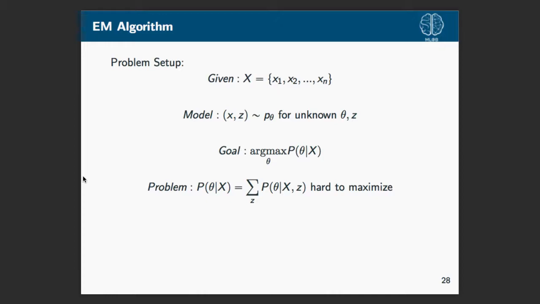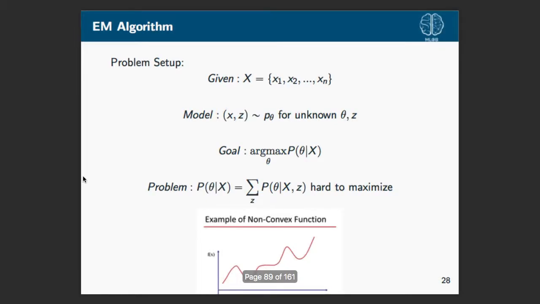The problem here is that this is still really hard to maximize. Why? Because this is really non-convex, so we can get stuck in a lot of local optima. Also, we don't know z, so it's really hard to sum over z. Any questions on this? Okay, cool.